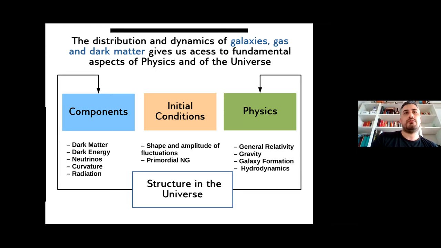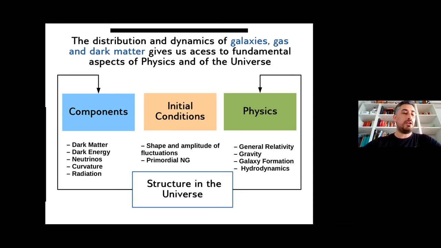Right? So the clustering, the large scale structure, depends on the amount of dark energy, of neutrinos, curvature, and so on. But it also depends on the initial conditions, what the universe was like at a very early time, right? So it would be sensitive to primordial non-Gaussianity and in general the shape and amplitude of the fluctuations. And it's also sensitive to everything that happened in between, right? The structure is a consequence of the law of gravity, but also of galaxy formation and hydrodynamics. So we have this observable that's very, very rich and could give us a lot of information.